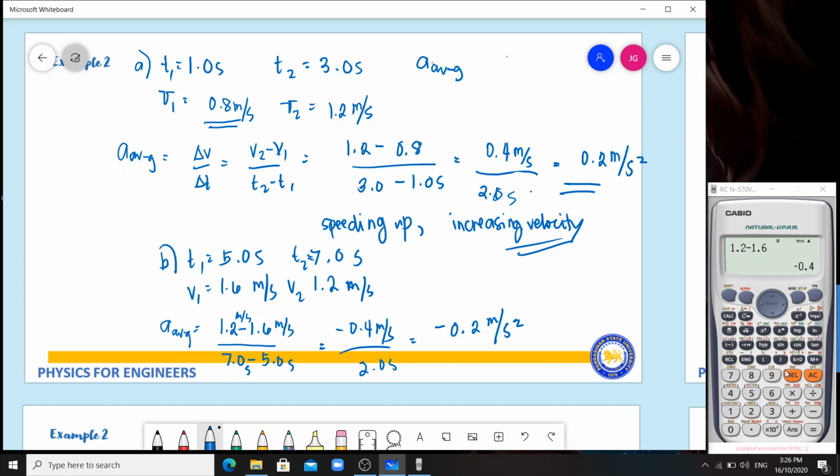Ito naman, dahil negative siya, ibig sabihin, dahil ang initial velocity natin is positive and this is negative, magkasalungat sila, magkaiba sila ng sign convention, so ibig sabihin this is slowing down, okay, slowing down, ayan, or decreasing velocity, okay.